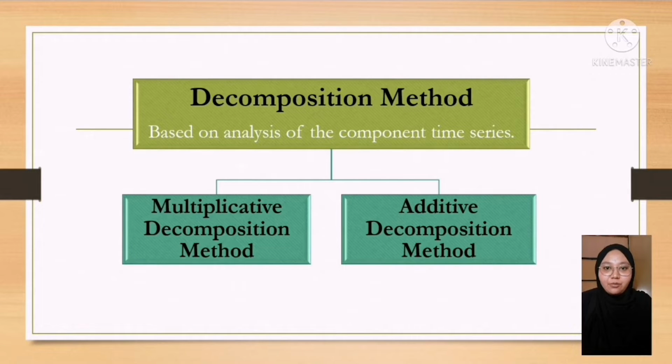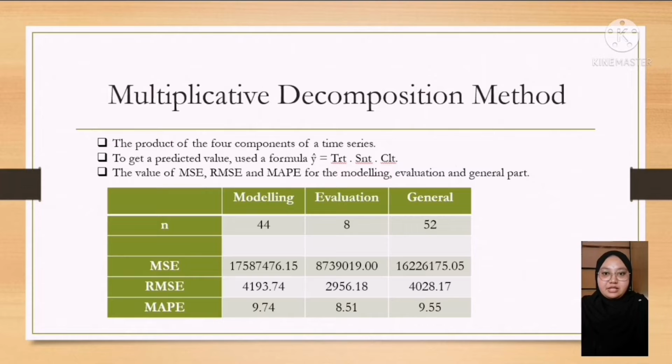After we identify the components, we use a forecasting model to analyze the data. So we use a decomposition method. The decomposition method is easy to understand since it is the analysis of individual components of the time series. So we divide the decomposition method into two types, which are first the multiplicative decomposition method and second the additive decomposition method. The first method is the multiplicative decomposition method.